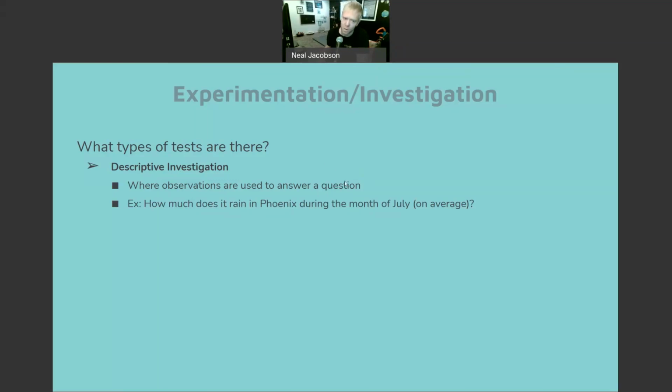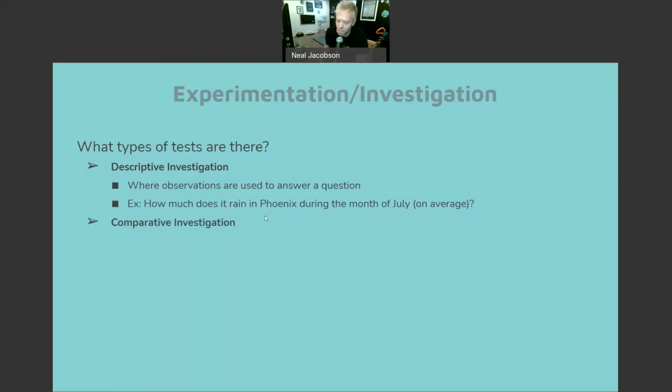You could also say, okay, what's the average height of students in this class? You go out and you would take some measurements. You're not stretching the students out. You're not compressing them. You're not influencing their heights at all in any way. You're simply taking a measurement of their heights. And so descriptive investigations are used to answer a question that requires a measurement to be taken.